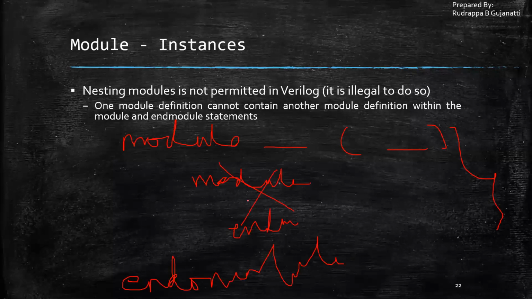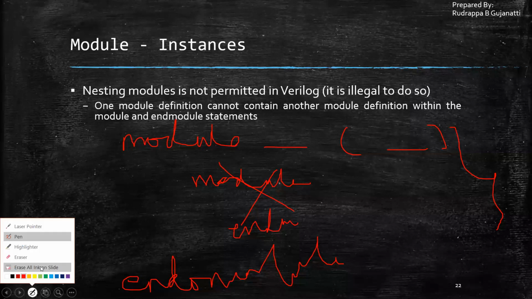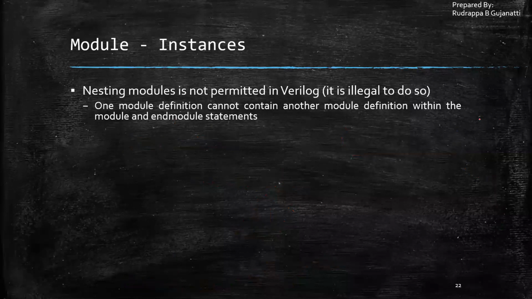This I cannot do. If I have to define it, I have to go outside, define it, and then utilize the instances of that module that I have defined, like the previous example we specified. Nesting is not permitted in Verilog.